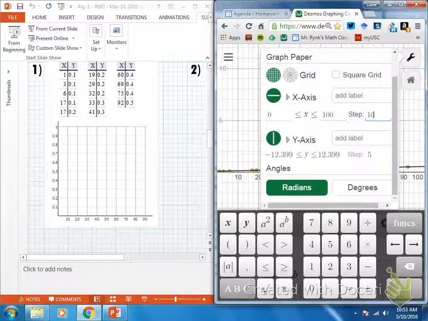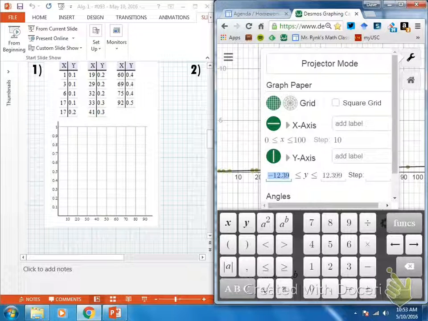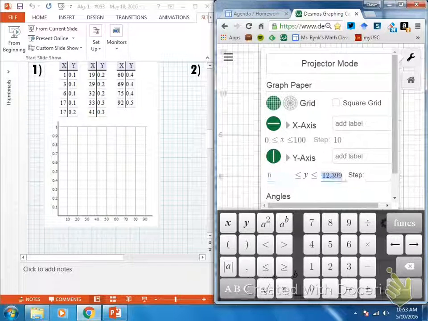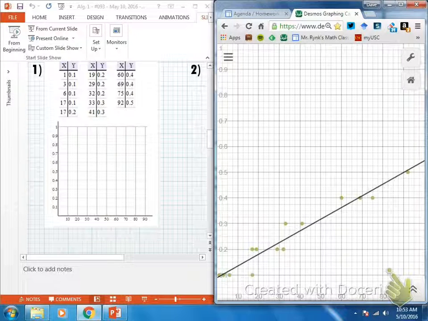Okay. Now let's look at our y's. What's the smallest number of all my y's here? 0.1. Good. So I'm going to go from 0. What's the largest number that's there? 0.5. Good. So what's the next biggest number? 1. Okay. Or you could go by 0.6. But let's do 1 so it's nice and clean. And then since I'm going from 0 to 1, I'm going to use a step of 1/10 here. Okay. I'm going to close that up. And now it's created a nice little graph for me that goes from 0 to 100. And it goes from 0 to 1 on the y-axis.